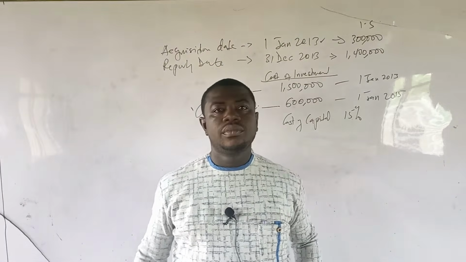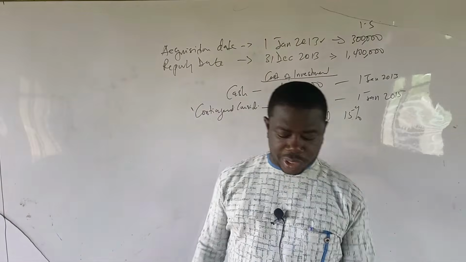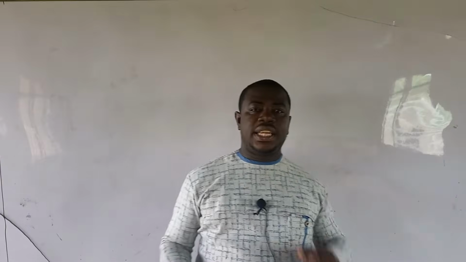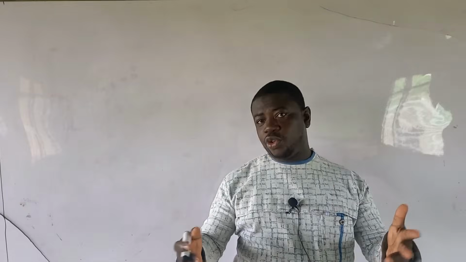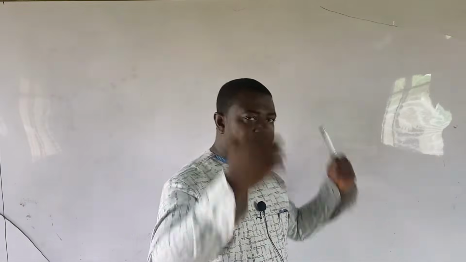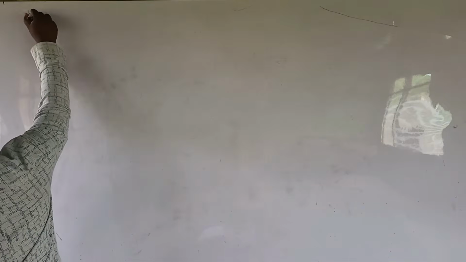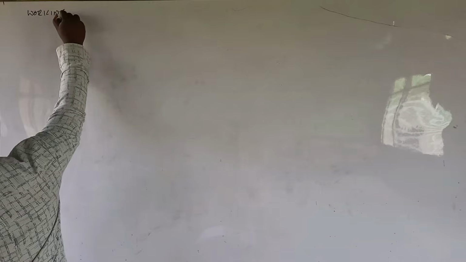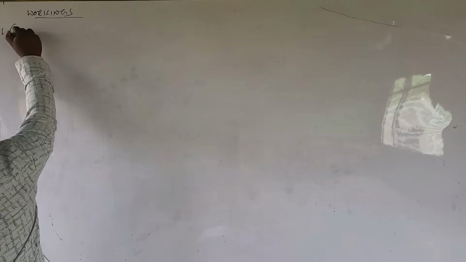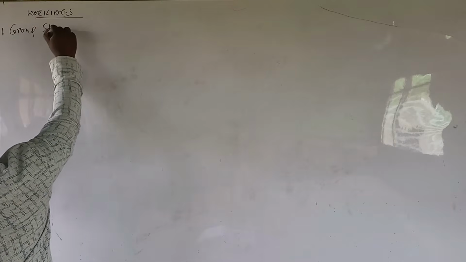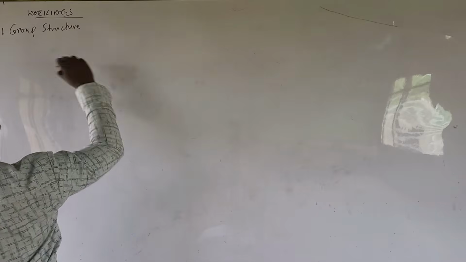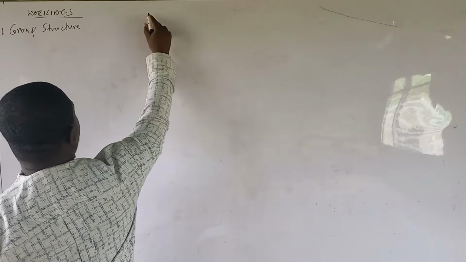Okay. Let us now solve the question together. Now, the first thing that we have to do, I told you, is to find the group structure. Once we follow those procedures, we have no problem. So the first workings, let's do our workings first, is to find the group structure, working one, or the control structure.